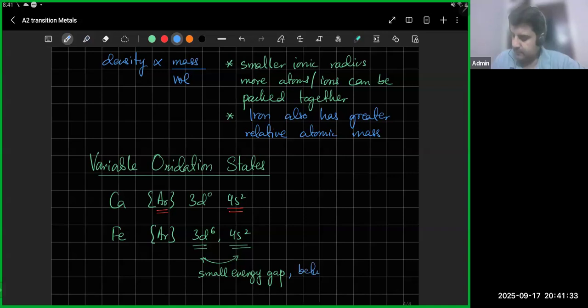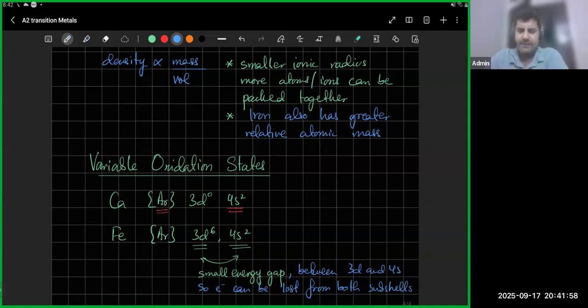Between 3d and 4s, electrons can be lost from both subshells. So there's room for them to lose a lot of electrons, which is why some transition metals have +7 oxidation states as well, because there are a lot of electrons available. So it all depends on the other atom. How many electrons can it pull out of it? Okay, so a lot of transition metals have a lot of oxidation states.